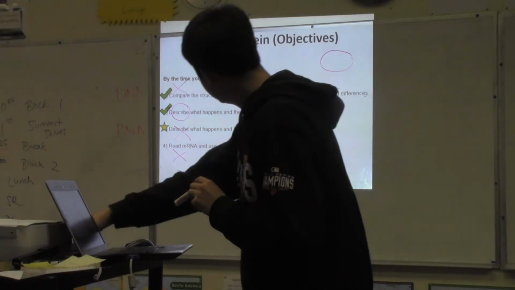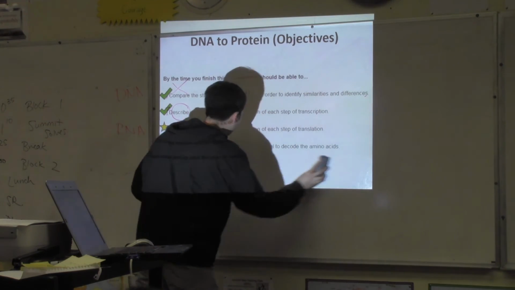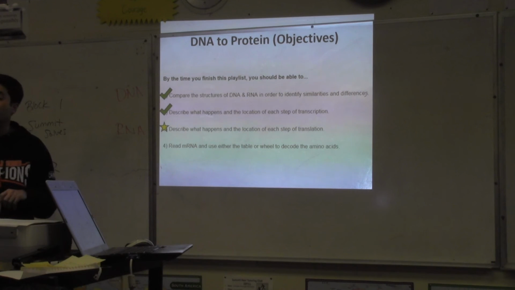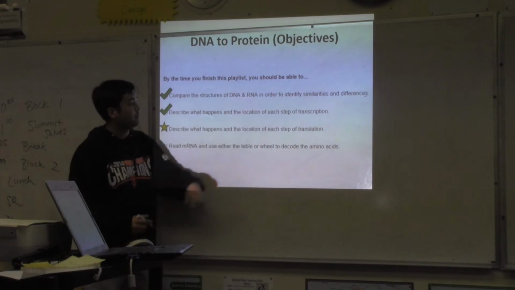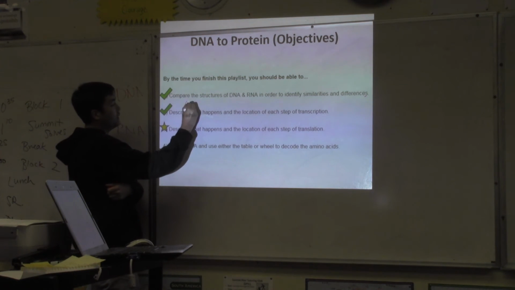All right, so we're done with the second objective. We're about to move on to the third objective. Just like last time, though, I want to turn this objective into a question that you answer. So it says, describe what happens in the location of each step of transcription. So let's make this into a question. What happens?